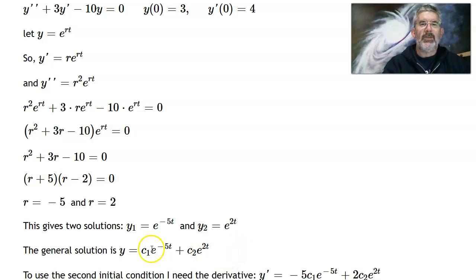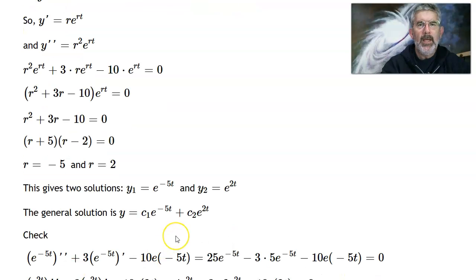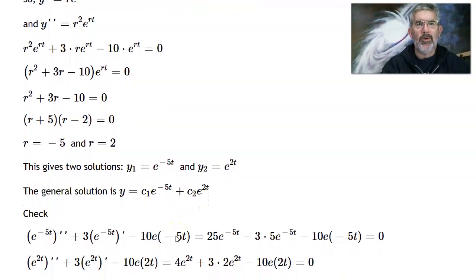So this is what my general solution looks like. And I'm going to pause for a moment. What I really want to do is check, first of all, that these two, e to the minus 5t and e to the 2t, are in fact solutions to the differential equation.